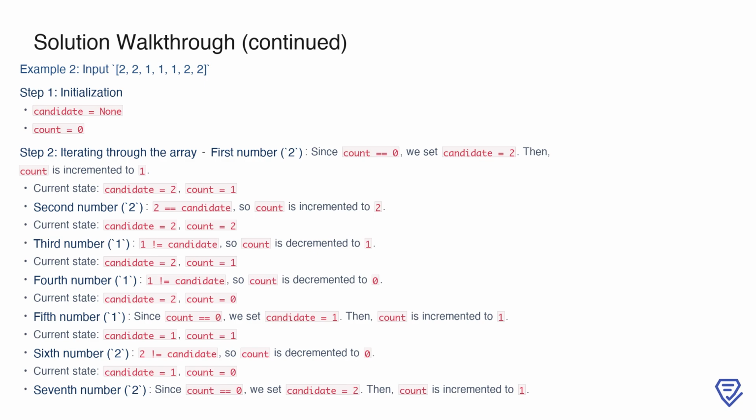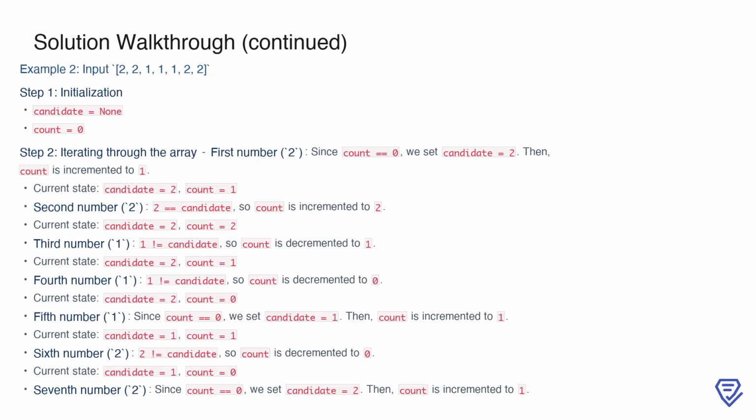At this point, when the fifth number, 1, is processed, the count is 0, so we reset the candidate to 1 and increment the count to 1. The sixth number, 2, doesn't match, so the count is decremented to 0. Finally, the seventh number, 2, resets the candidate back to 2 and the count increases to 1.